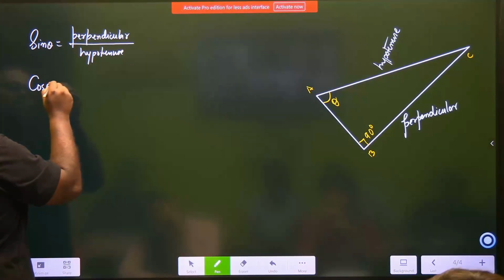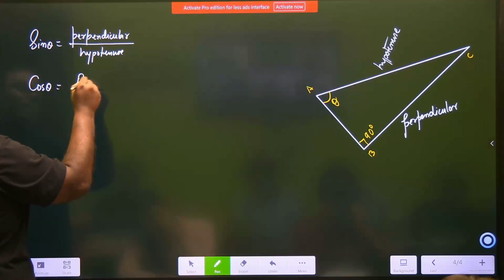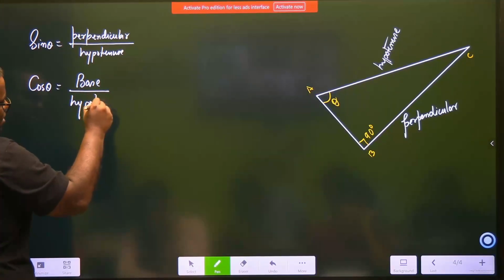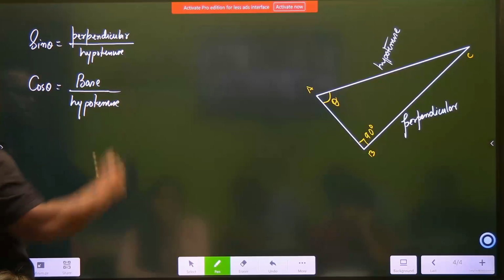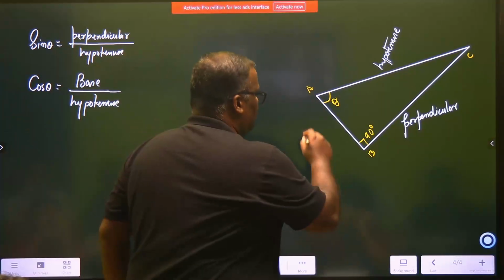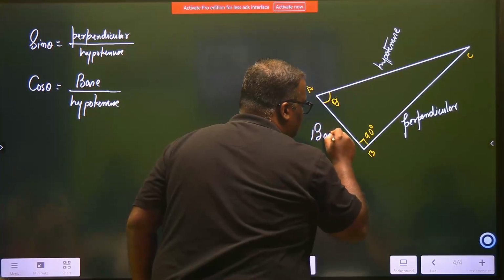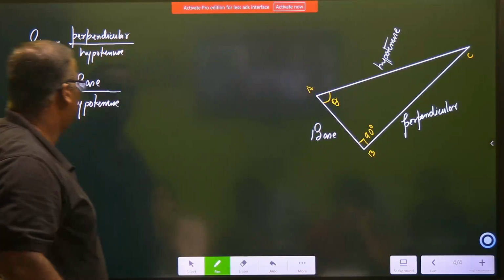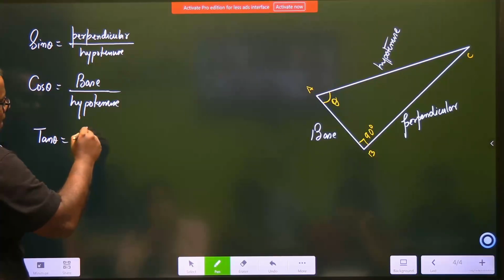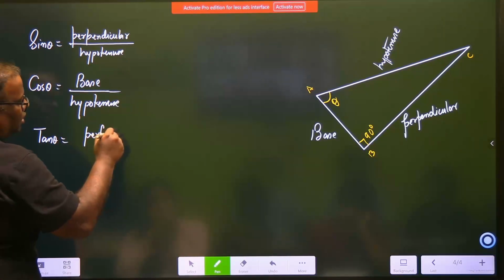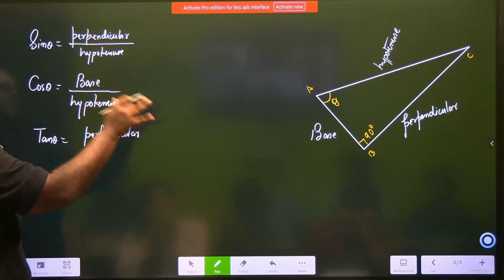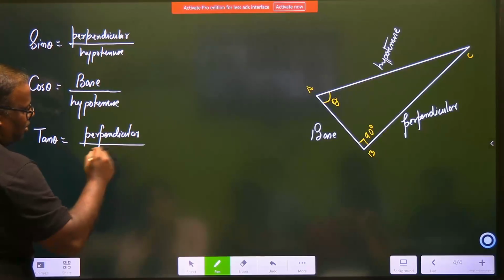Cos theta will be said as base upon hypotenuse. Children, even I'm a CBSE product. In my school days textbooks, this was only written base upon hypotenuse. Now, since you've got these two, so this becomes my base, right? And tan theta will be written as perpendicular. See, tan is very easy. Hypotenuse cancels, perpendicular upon base.